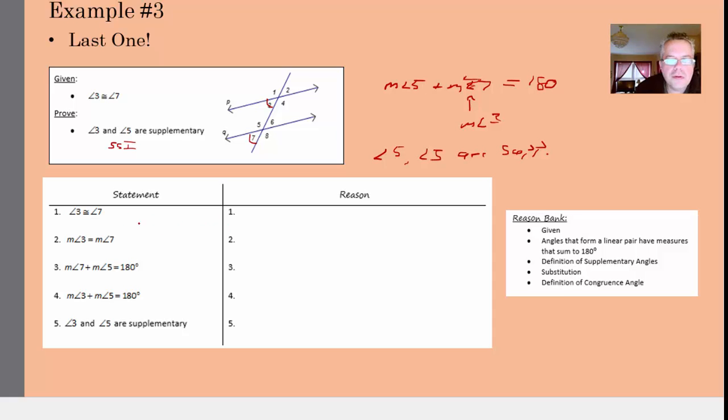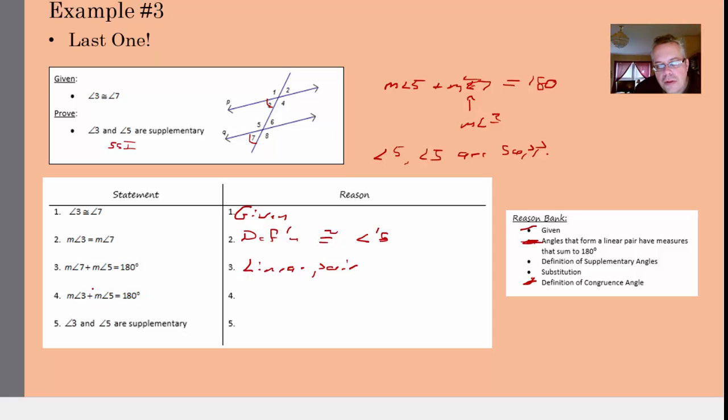Angle 3 is congruent to angle 7. I'm going to cross them out as I go this time. That's given. Measure of angle 3 is equal to the measure of angle 7. That's what congruence means. So that's the definition of congruent angles. I'm going to abbreviate that. Definition of congruent angles. You know how much I hate writing. Measure of angle 7 plus measure of angle 5 equals 180. That's because they're a linear pair. Cross that one off. So angles that form a linear pair have measures that sum to 180.